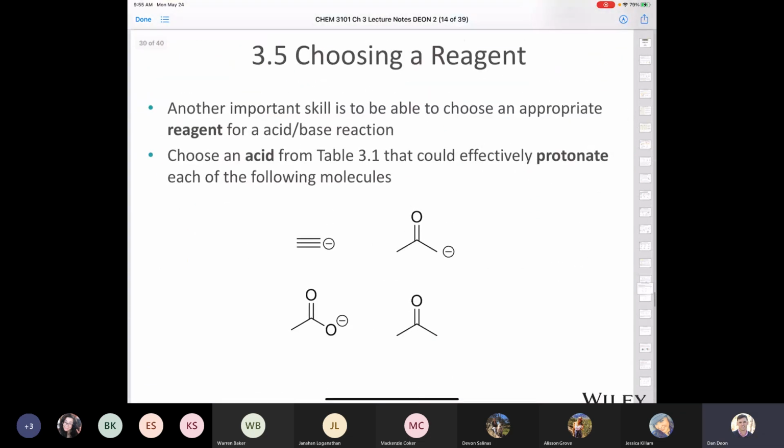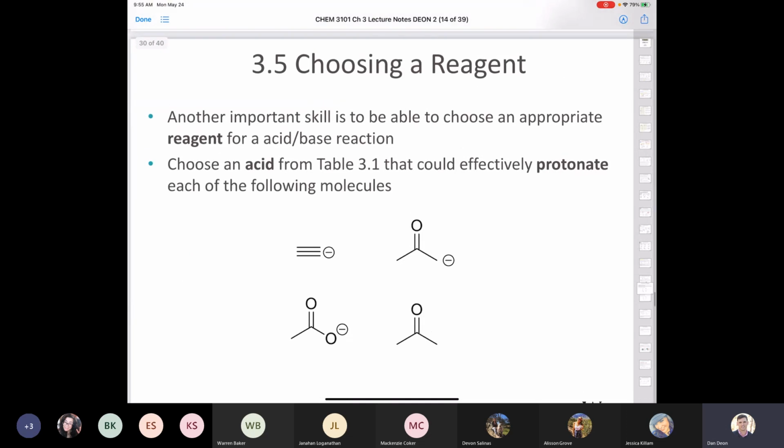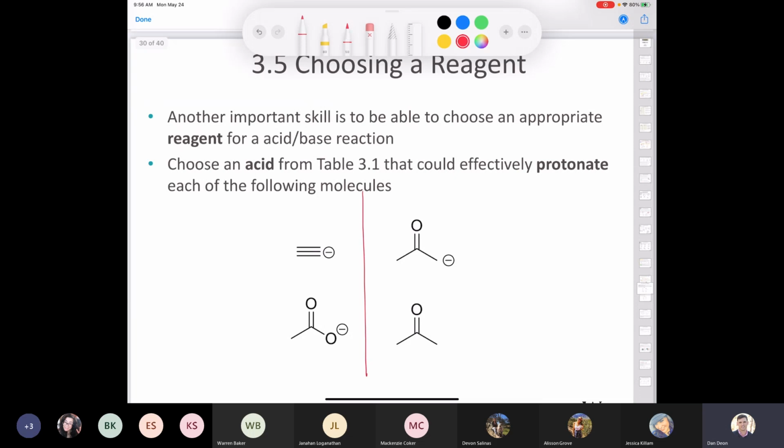So with that in mind, I want to talk about choosing reagents, because you're going to be asked to choose quite a few reagents to come up with different syntheses in this class. It says another important skill is to be able to choose an appropriate reagent for an acid-base reaction. So what it's asking you here is if you were to have these 4 bases, so there's 4 different bases on here, we'll kind of divide that up into 4. It says choose an acid from table 3.1 that could effectively protonate each of the following molecules.